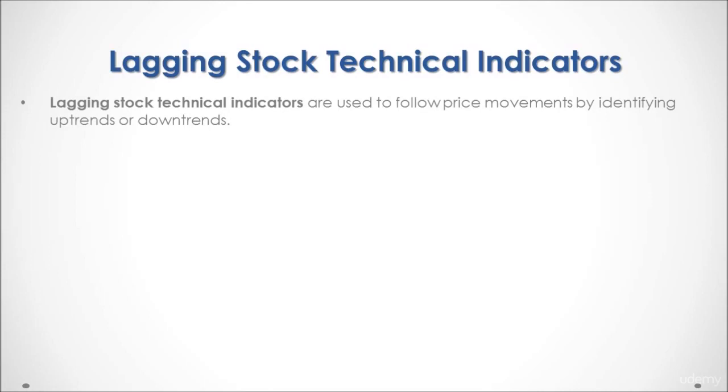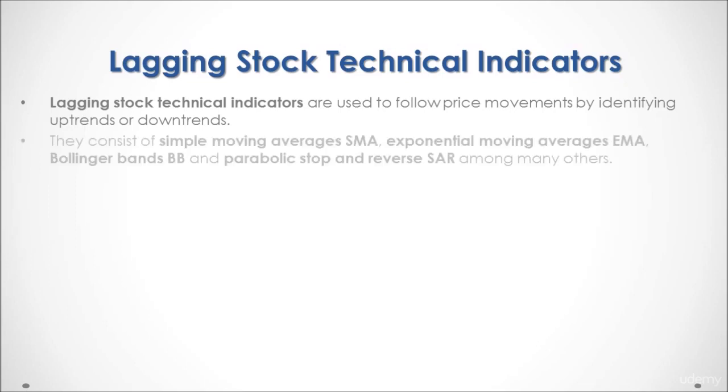Lagging stock technical indicators are used to follow price movements by identifying uptrends or downtrends. They consist of simple moving averages, exponential moving averages, Bollinger Bands, and parabolic stop and reverse, among many others.